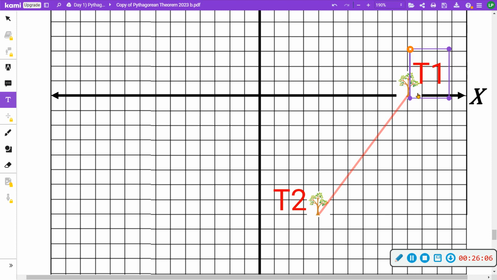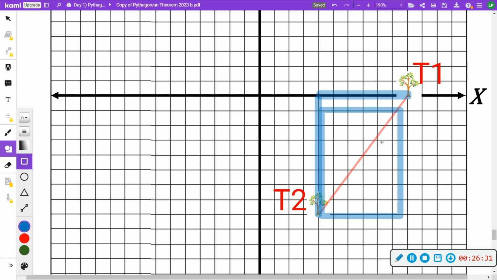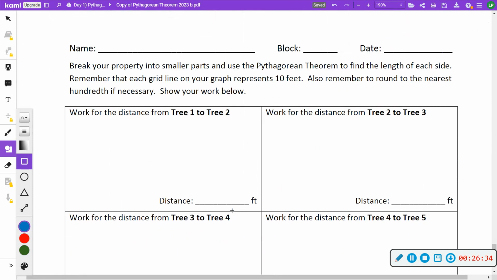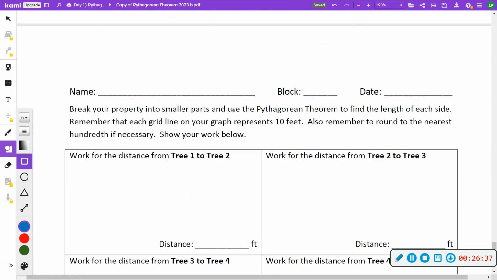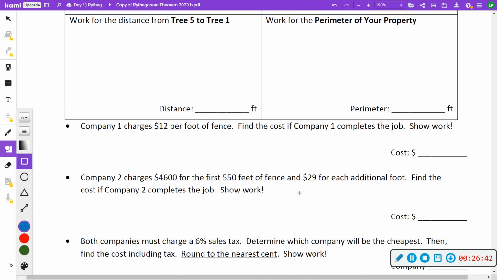Notice right here, if I wanted to find the distance from T1 to T2, I know that this distance is 1, 2, 3, 4, 5, 6, and this distance is 1, 2, 3, 4, 5, 6, 7. So in case you can't visualize it, this does make a right triangle, and you would need to count the units to find the hypotenuse. You're going to show the work from tree 1 to tree 2, which is already drawn for you, and for all the other trees.